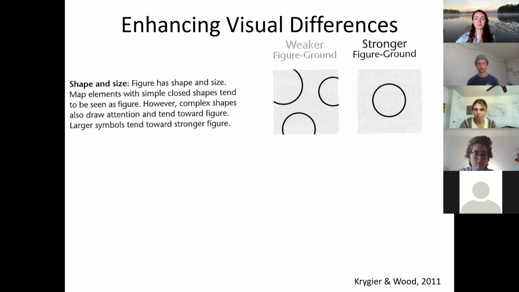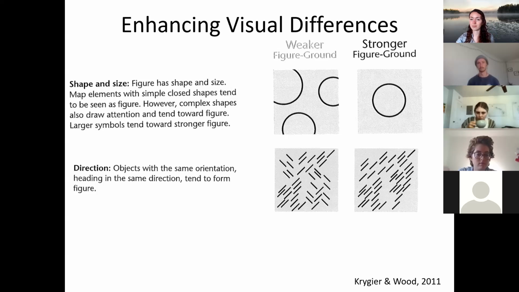Another way is using shape and size. Having enclosed figures really helps make it much more clearly a figure. Whereas with this picture on the left, it's hard to tell if the circles are your figure or if this sort of weird fidget ring shape is your figure. So having enclosed shapes where you want them to stand out is really important. Complex shapes can also draw more attention, so that's also something to keep in mind. And larger symbols will also draw more attention.